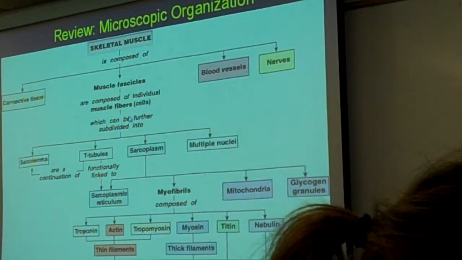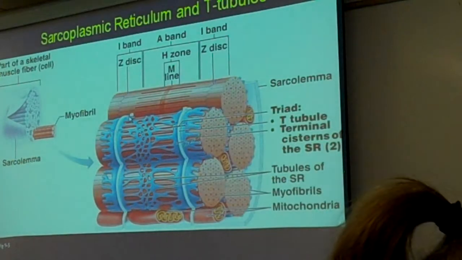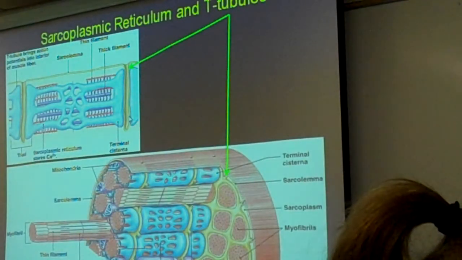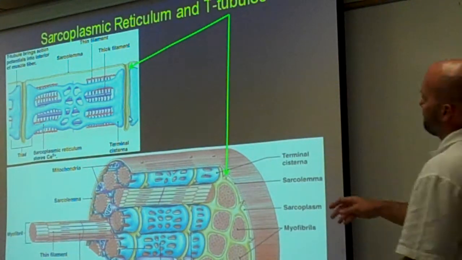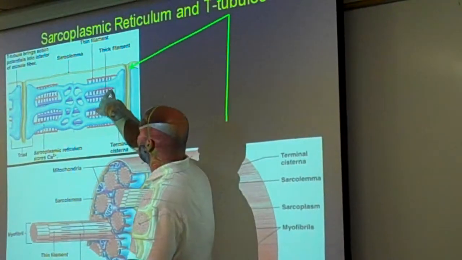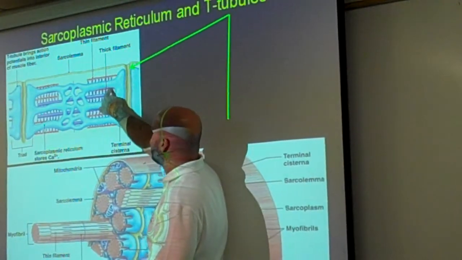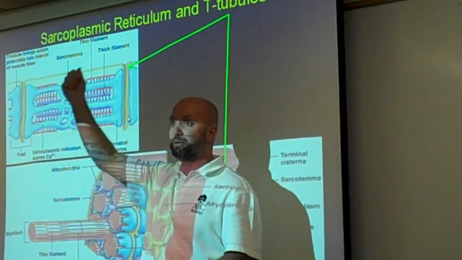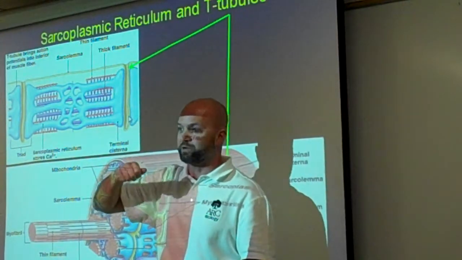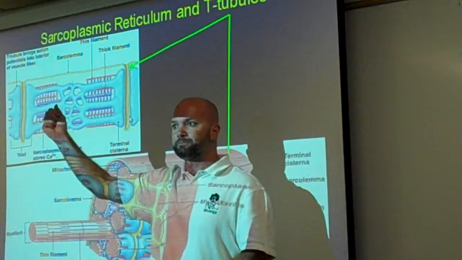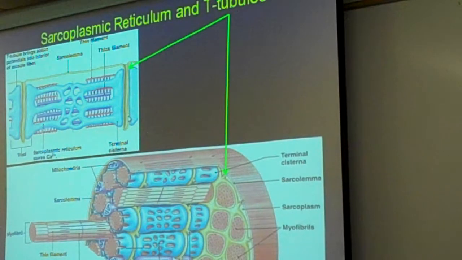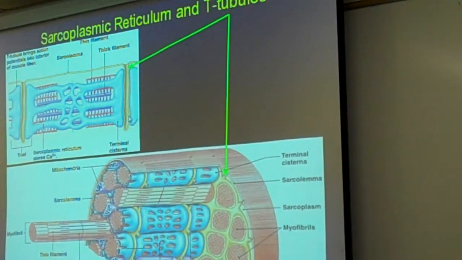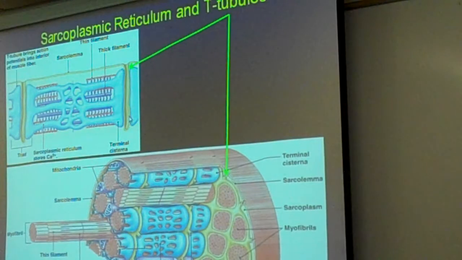It results from cross-bridge cycling. So again, cross-bridge cycling involves formation of a cross-bridge, myosin head binds to actin. That's followed by a power stroke, detachment, re-energization. That's a cycle. That's a cross-bridge cycle. So if you have 10 repeated power strokes, that's 10 cross-bridge cycles.